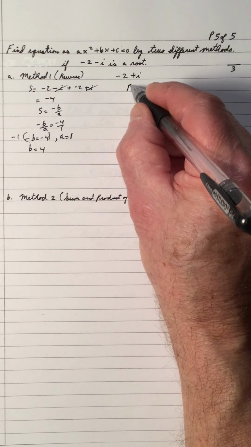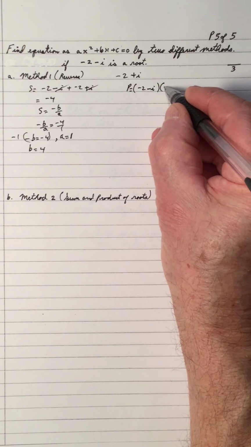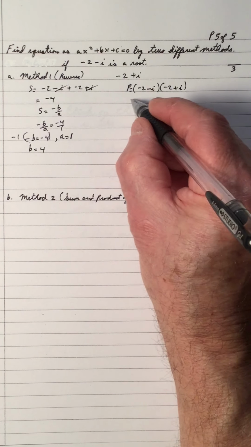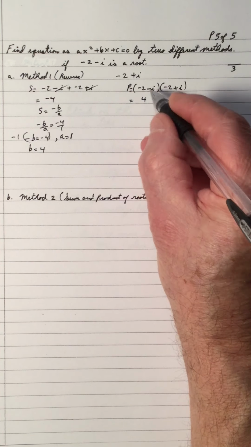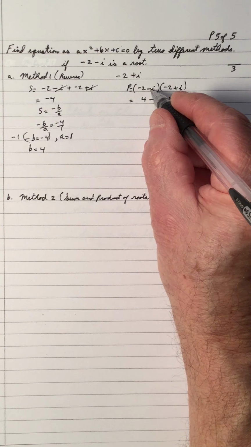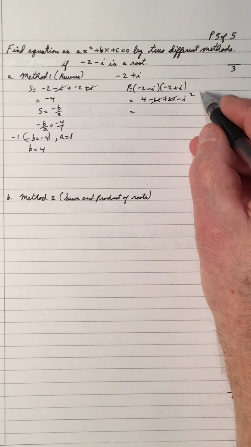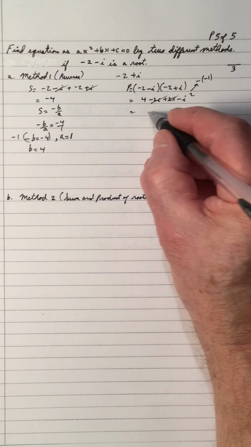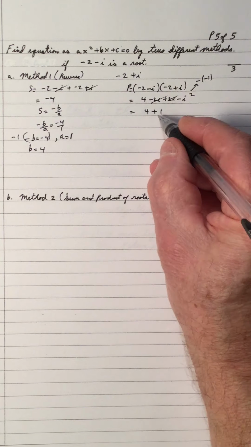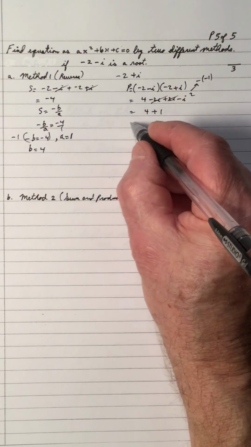And now we have to find the product of the roots. The product is negative 2 minus i times negative 2 plus i. Negative 2 times negative 2 is 4. Negative 2 times i, negative 2i. Negative i times negative 2 is a plus 2i. And a negative i times a positive i is a negative i squared. And they cancel out. And a negative i squared is the negative of a negative 1. i squared is negative 1. So that's 4 plus 1. i squared, again, is negative 1. The negative of negative 1 is plus 1. So we get a 5.